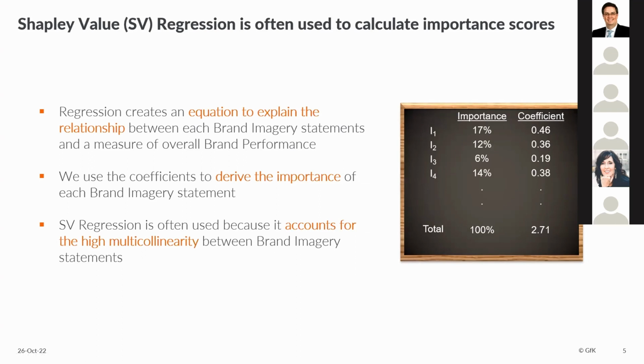In market research and in the survey world, we're often using Shapley value regression because it accounts for the high level of correlation between our brand imagery statements. There are other methods that you can use, such as Johnson's regression or ridge regression, but Shapley value regression is a widely used technique to account for this high multicollinearity.